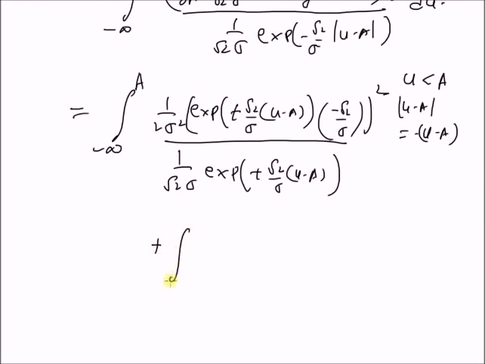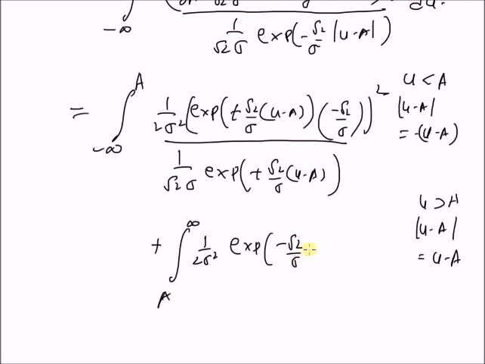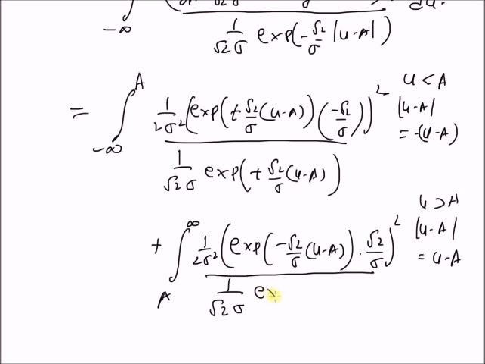The second component is from a to plus infinity, that is, u is greater than a. That means modulus of u minus a is equal to u minus a. In this case, the differentiation becomes 1 by 2 times sigma squared multiplied by exponential of minus square root of 2 by sigma into u minus a, into square root of 2 by sigma whole squared, divided by 1 by square root of 2 into sigma, exponential of minus square root of 2 by sigma into u minus a. And of course we have du.